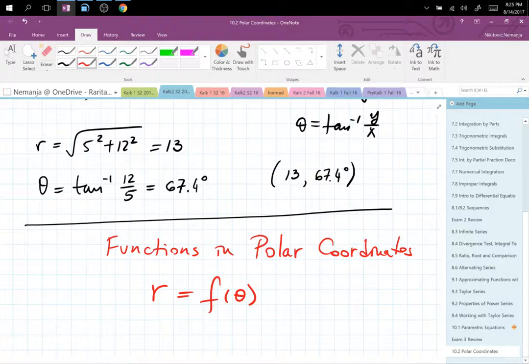Does anyone need a calculator? We have at least a pair. Each pair has a calculator, right? At least. All right. So this is what we're going to do.